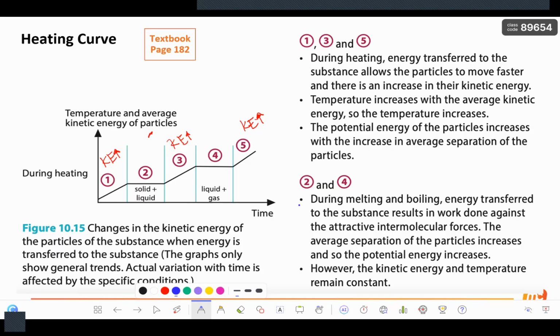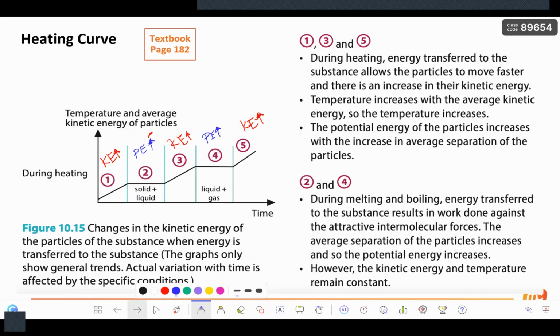So during this period of time, you should know that all the energy goes into doing work done against the attractive intermolecular force, or all the energy is used to overcome the intermolecular forces of attraction. So the separation becomes bigger, they change state, and the potential energy increases. So over here, okay, 2 and 4, the energy goes into the potential energy, the kinetic energy remains constant. Okay, so when one increases, the other one remains constant.